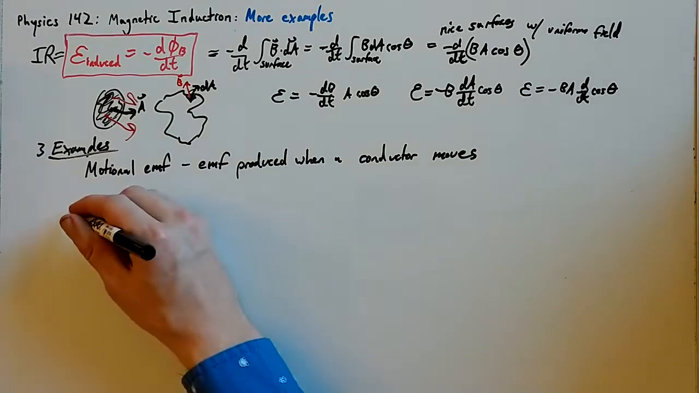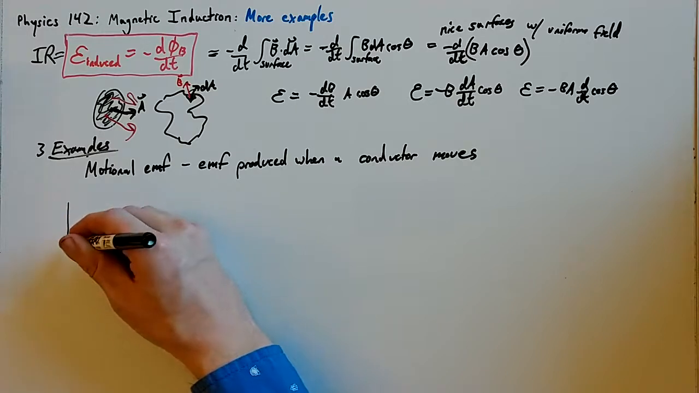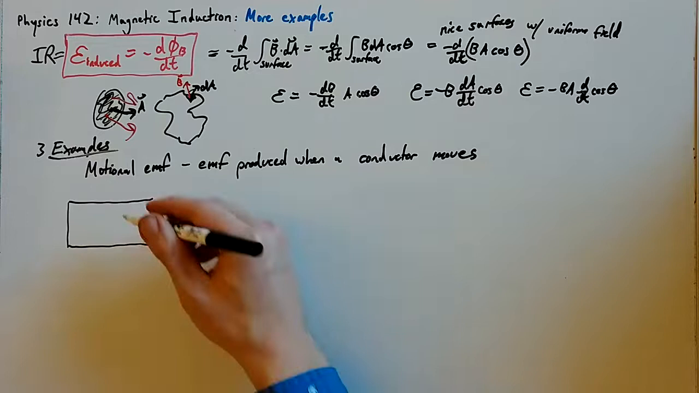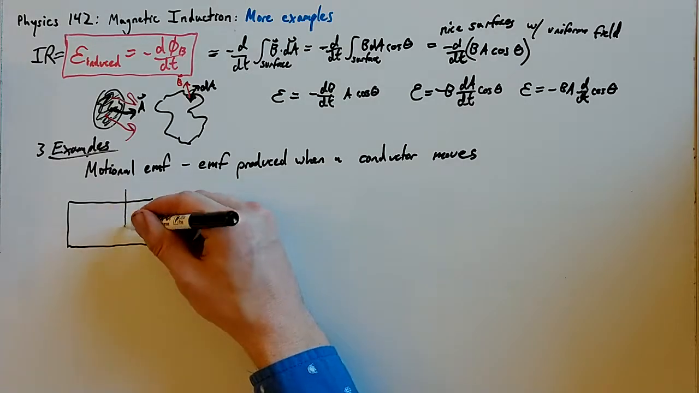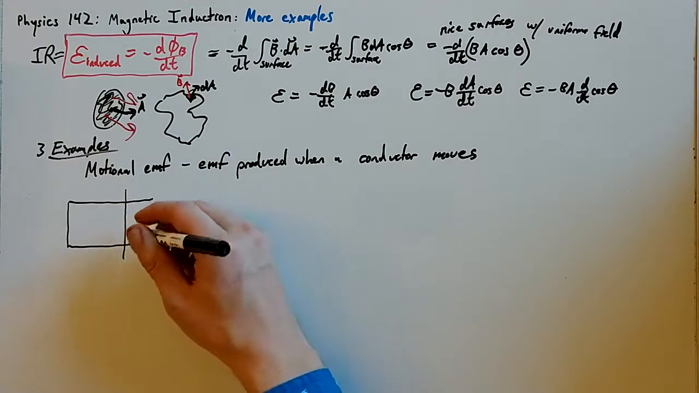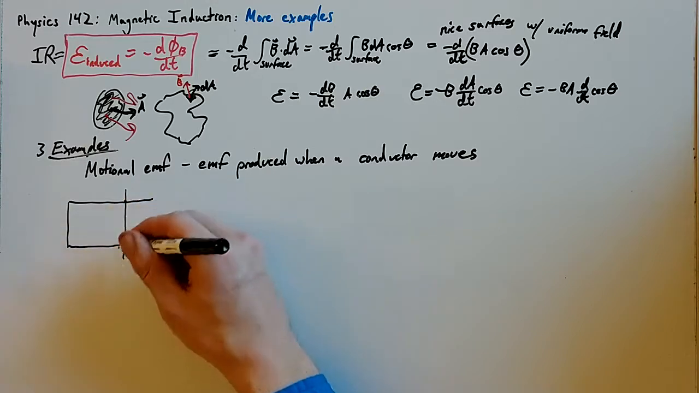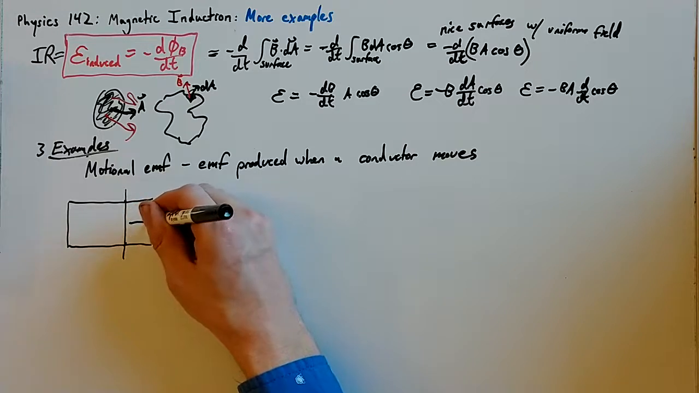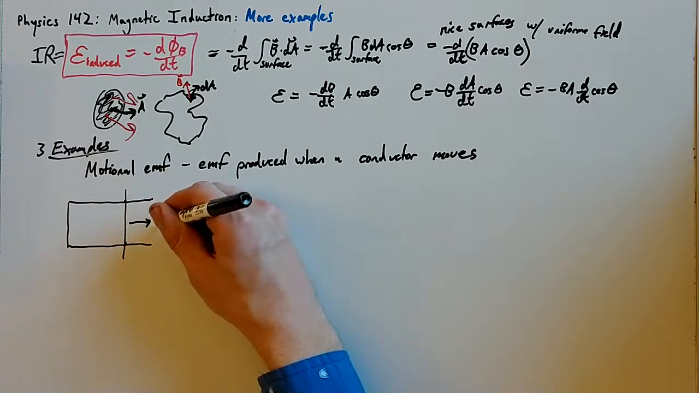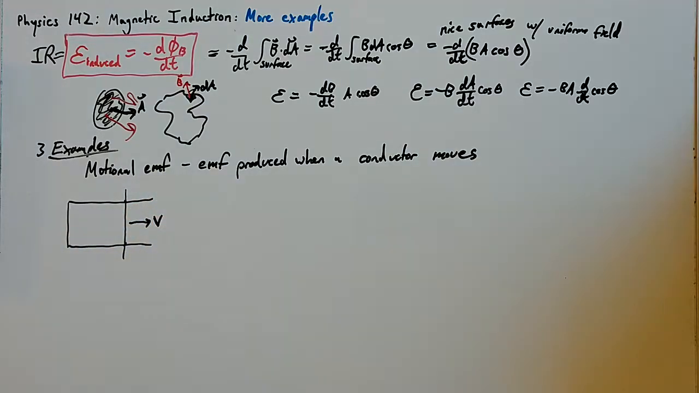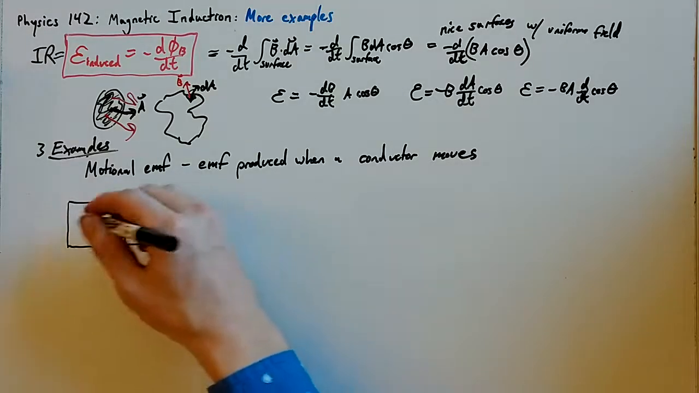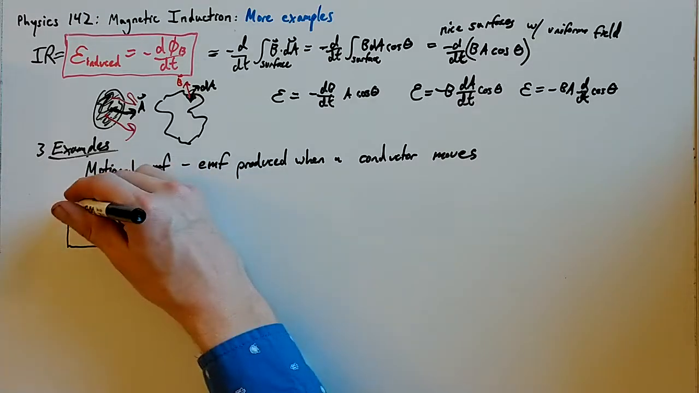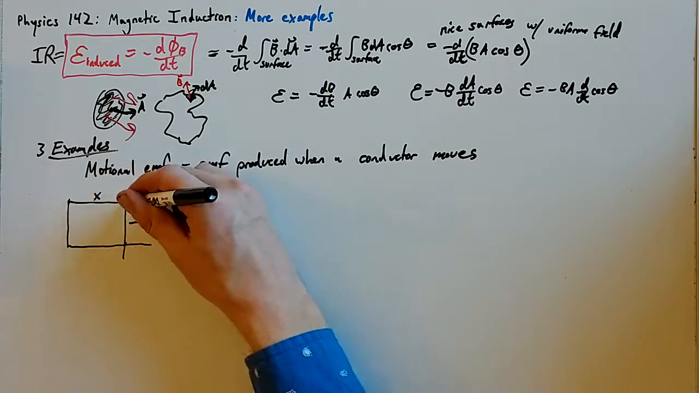All right? So let's do one example of motional EMF, and I'm going to draw a circuit here which has a bar on it that's free to move. You could imagine there's a little contact here and a little contact here, a metal bar. And this metal bar I can move at some velocity v. Now I want to give my circuit some dimensions. It's a square circuit. We'll say that this dimension is x, the distance from here to wherever the bar is.